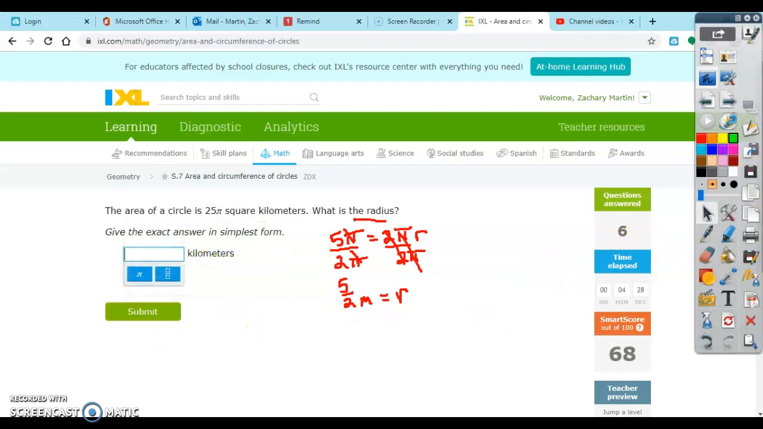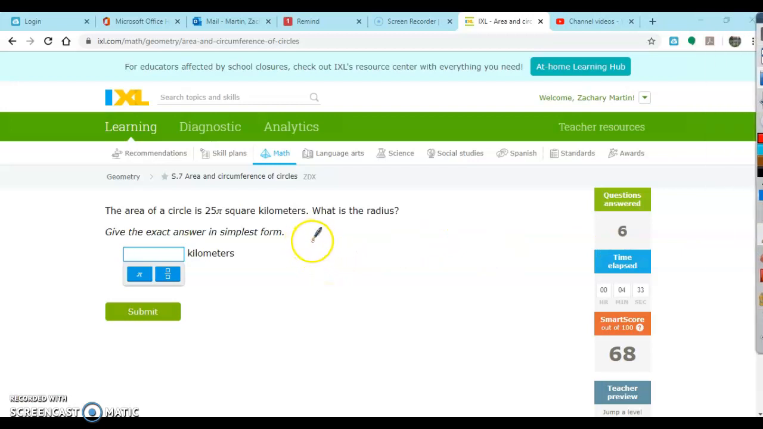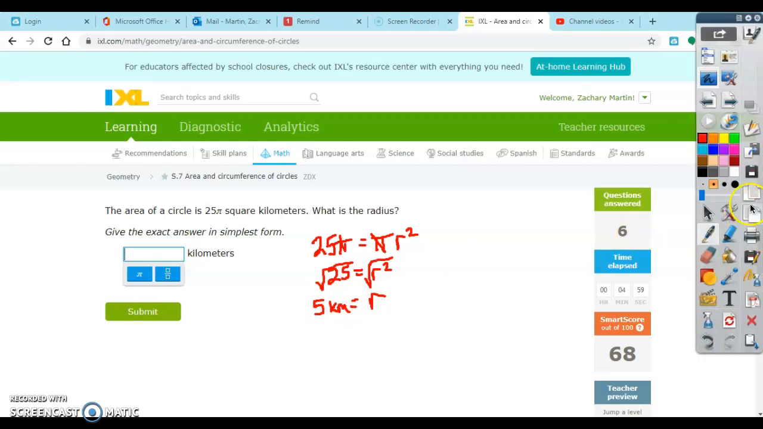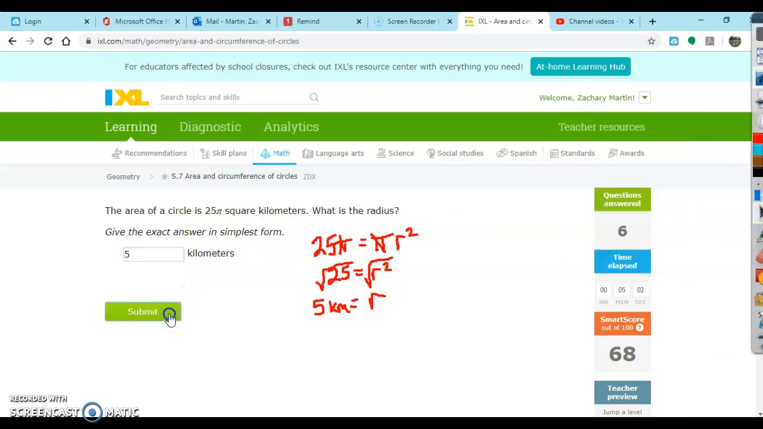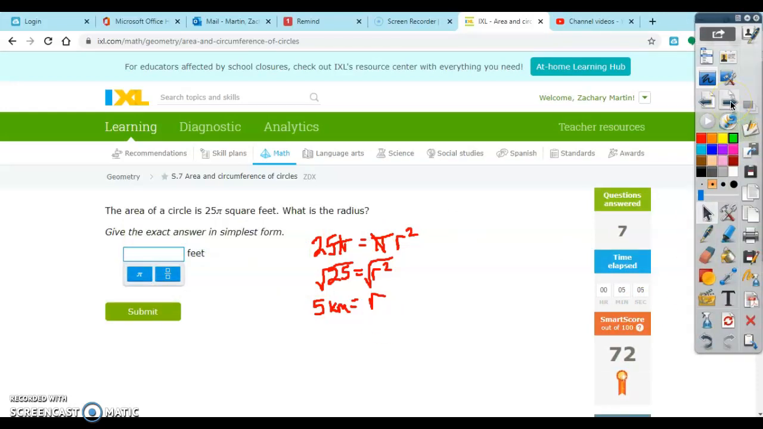Great job. Fantastic. Then they give us area in this case. Find the radius. So the area is 25 pi square kilometers, so 25 pi equals the area, which is pi r squared. Well, there's a pi on both sides, so we can eliminate that. So we're left with 25 equals r squared. To solve for r, take the square root of both sides. R equals 5 kilometers. All right, so that's our answer right there, 5. Good job.